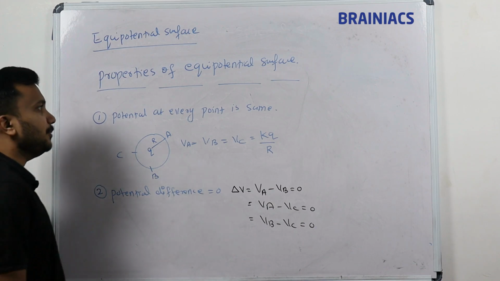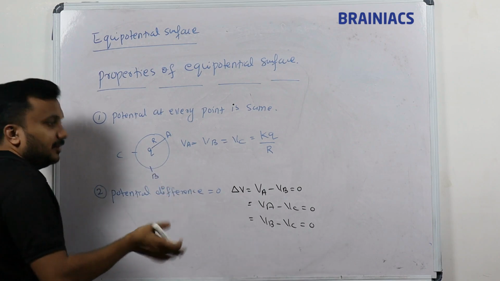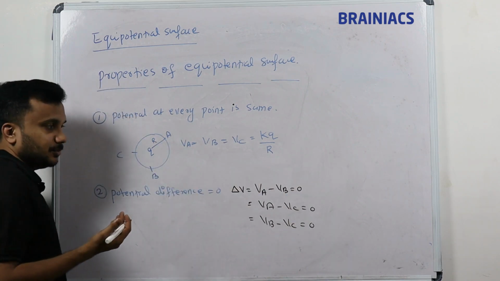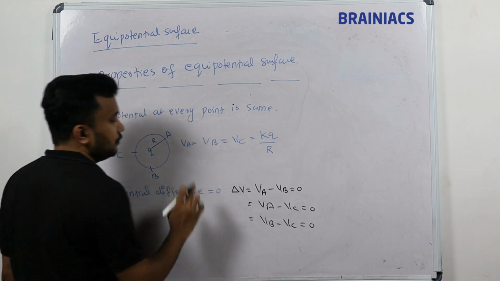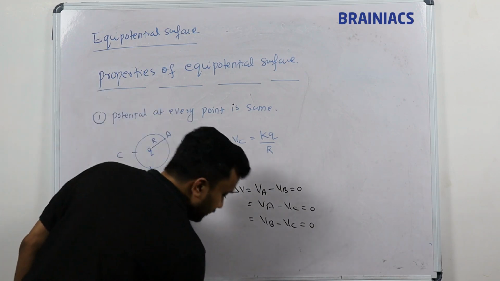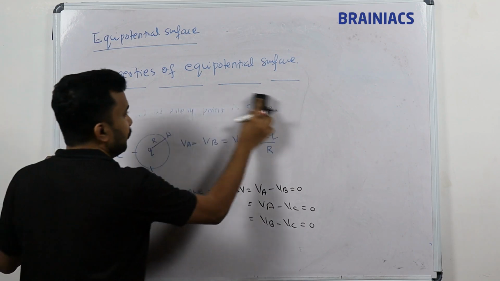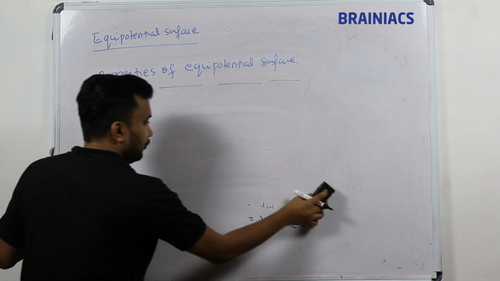Potential at every point is same. That's what it means: all values are same, so if you take the difference of these values, then the potential difference is equal to 0. Okay, hope you understood these 2 points, and there are further points also. So I'm clearing the board. You can note down the first 2 points. Okay, we'll move to the next point.